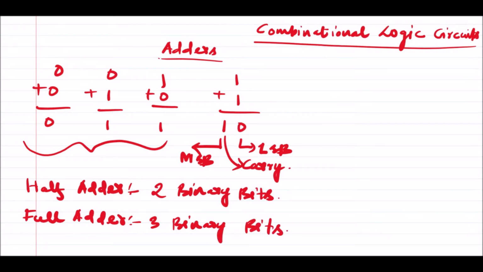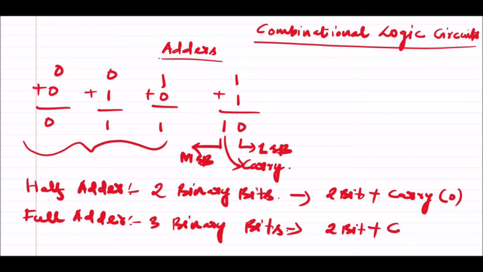We can say that a half adder is the addition of 2 bits along with a carry having 0 value. And a full adder is the addition of 2 bits along with a carry having the value 0 and 1.